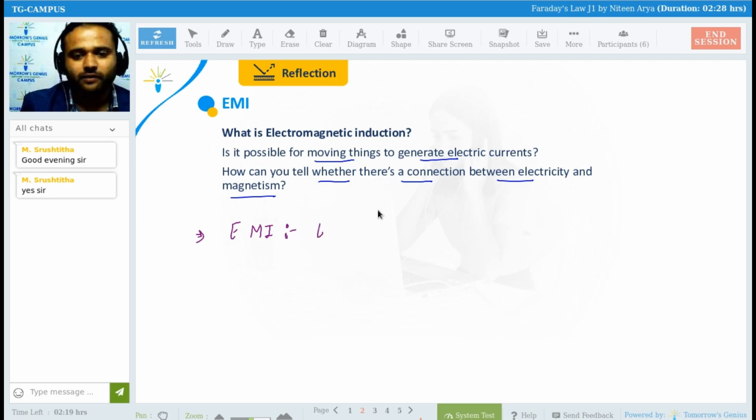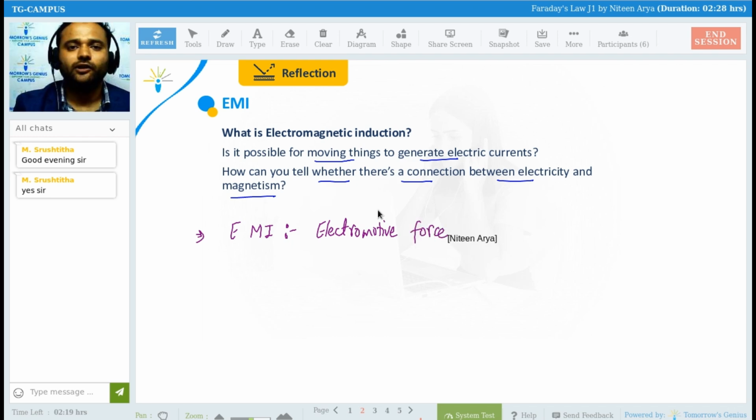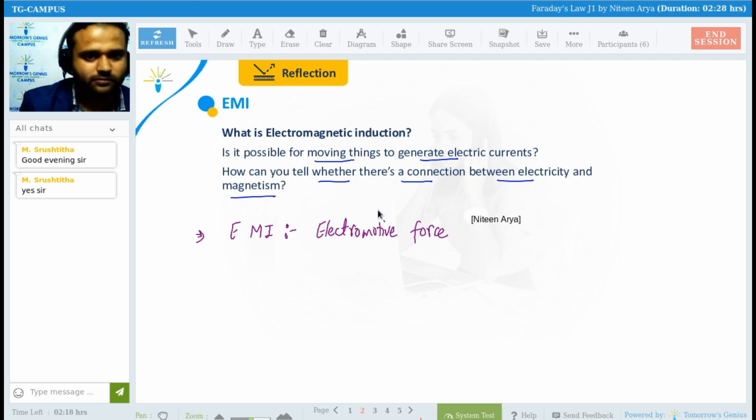Electromagnetic induction, what is the meaning of this? We're going to find the electromotive force. In general, electromotive force is nothing but a kind of potential difference. So electromagnetic induction is going to generate electromotive force.